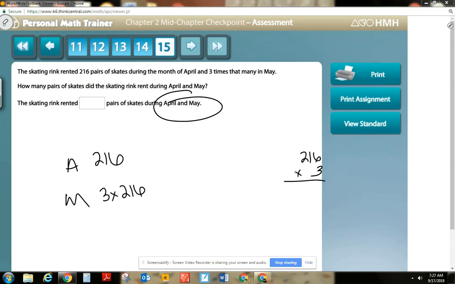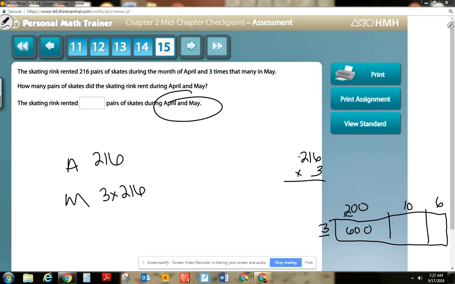I like to write my problems vertically. Let's do 200. Let's do 10. Let's do 6, right? Multiplying using expanded form. So now I got it all set up like this. Now let's do 3 times 200, and that's 600, right? 3 times 200 is 600. 3 times 10 is 30. And with that place value, then 3 times 6 is 18. So now I can squeeze that in.